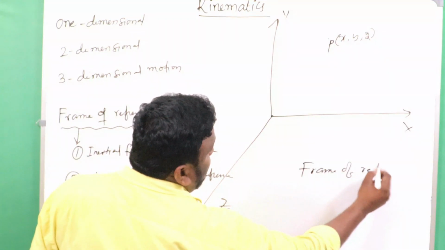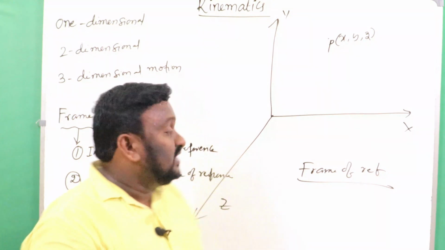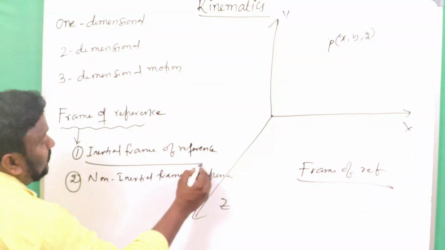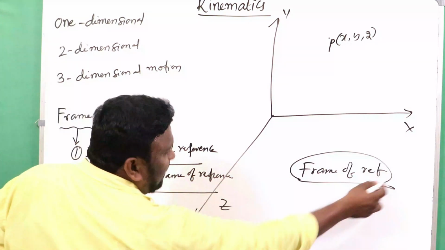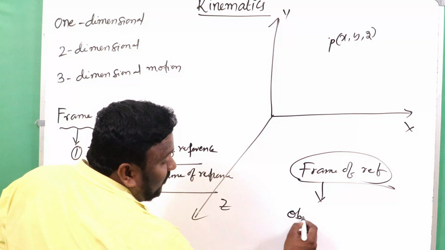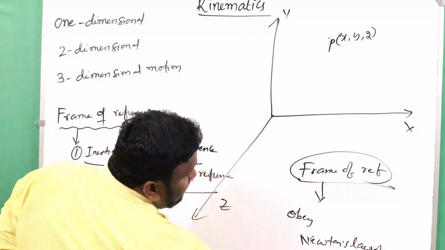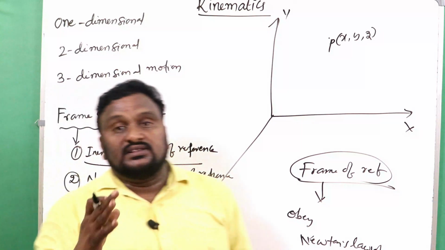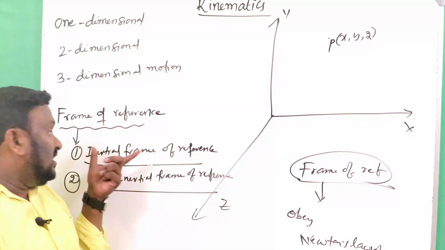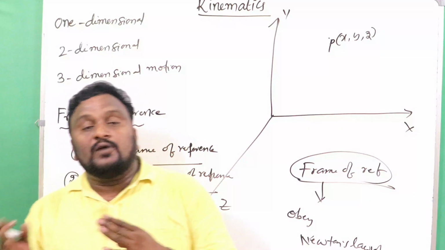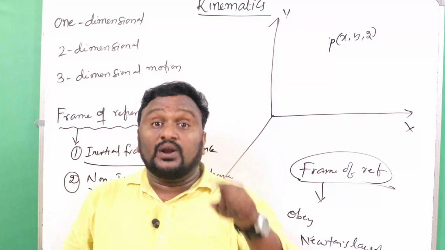The coordinate system that is used to explain the motion of the body is called a frame of reference. The frame of reference is divided into two types: inertial frame of reference and non-inertial frame of reference. An inertial frame of reference is a reference frame in which Newton's laws of motion are valid. It means that the frame of reference must be either at rest or in uniform motion. Then only Newton's laws are valid.